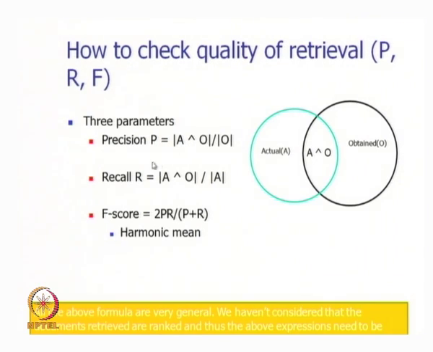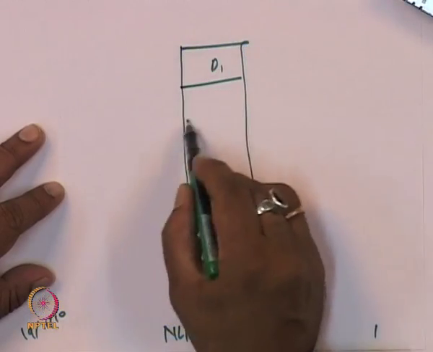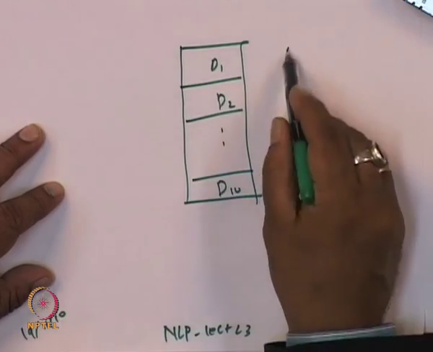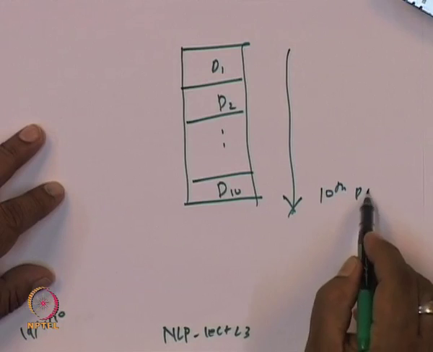So, we can of course make use of this in our information retrieval situation also, where we have a list of documents which are present. So, let us say we look at the list up to the 10th position. I will draw this on the paper. So, the documents which are obtained are D1, D2 up to D10. So, we go up to the 10th position.